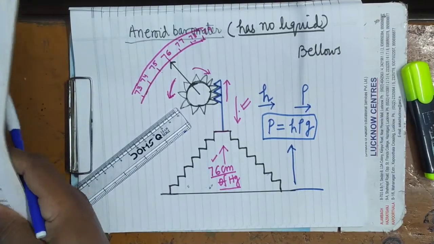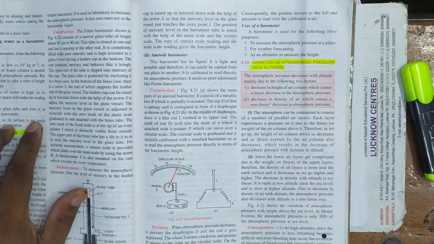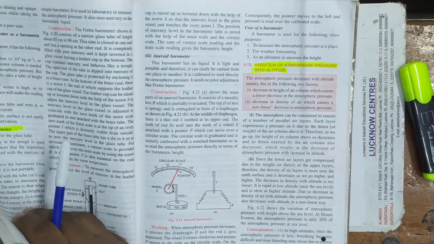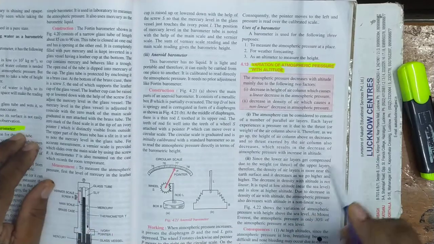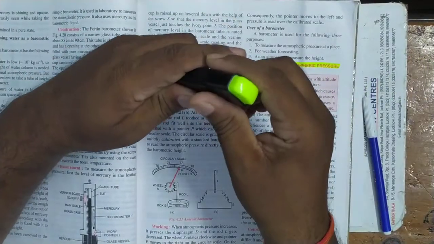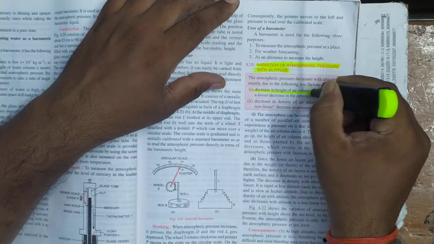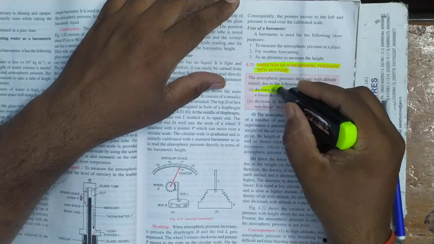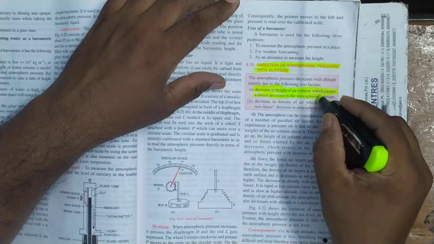For example, if you go from plains to the hills, atmospheric pressure at the hills will be less, while at the plains it will be more. And why? Because plains are situated at low sea level, at less altitude, while the hills are situated at high altitude. So the atmospheric pressure decreases with altitude mainly due to the following two factors. Number one, decrease in height of air column, which causes a linear decrease in atmospheric pressure.